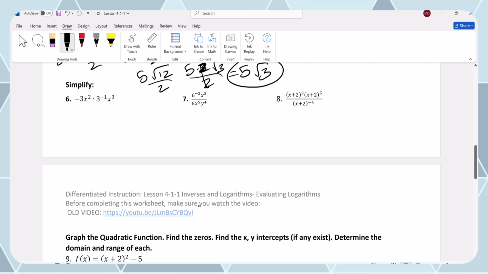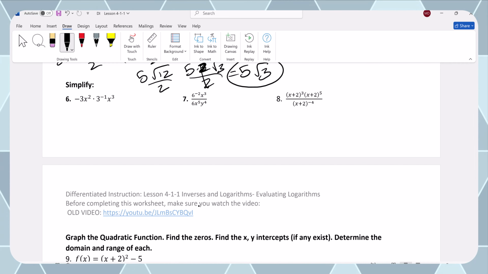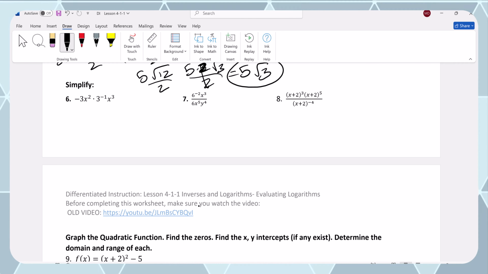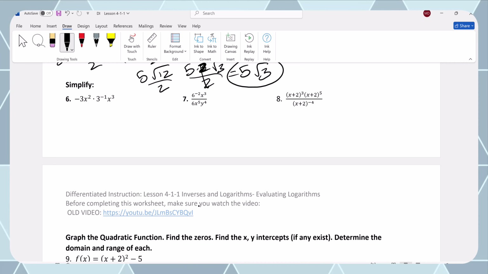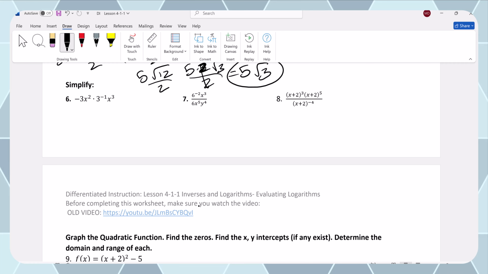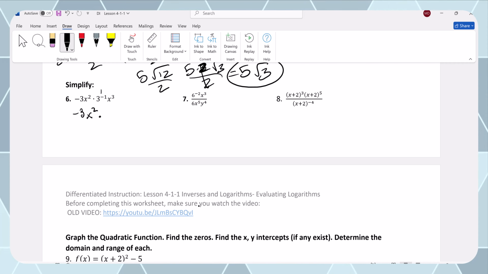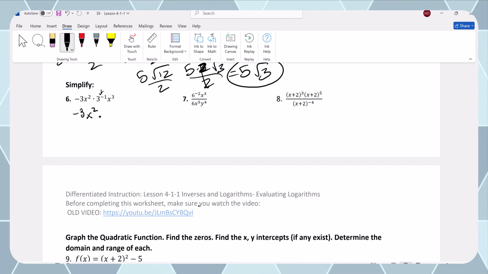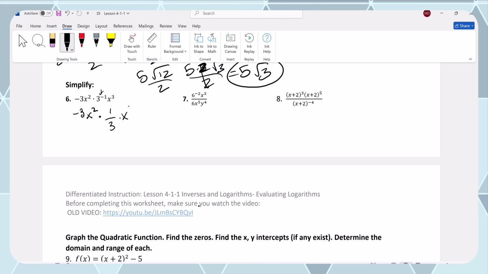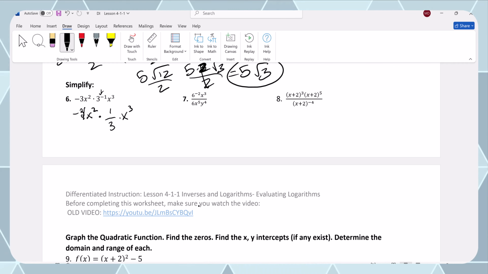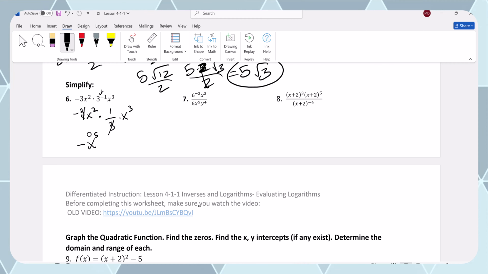With the exponents, remember the rules. If you have the same exponent on top and on the bottom, the degrees cancel out. If you are multiplying, you're going to add the exponents together. So in this instance, because a negative exponent moves to the denominator, that'll be 1 over 3 times x to the third. Well, the 3 on the top and the 3 on the bottom cancel out. You have a negative x squared times x to the third, which gives you negative x to the fifth.